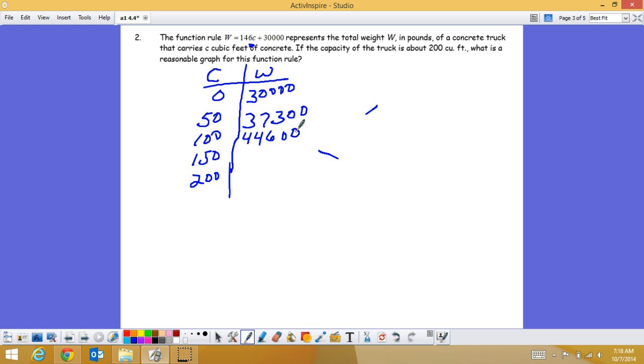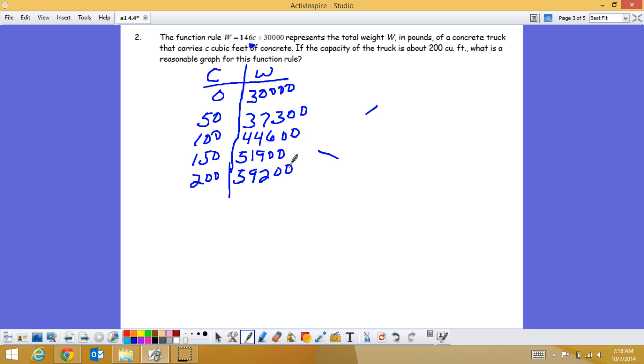And if we substitute 150 in for C, the total weight of the truck would then be 51,900 pounds. And if it was filled to capacity, 200 cubic feet of concrete, the total weight of the truck would be 59,200 pounds.